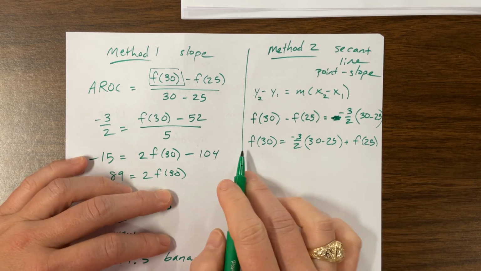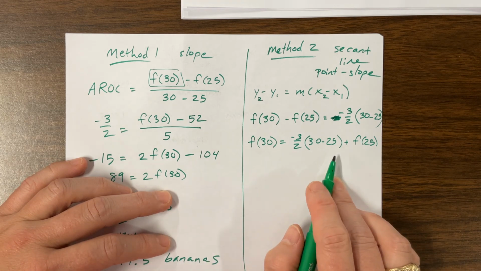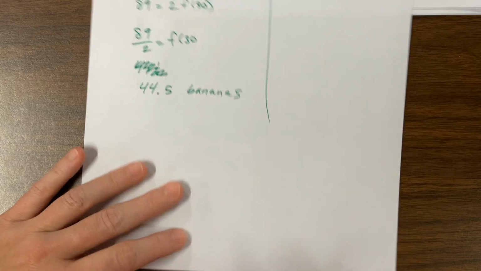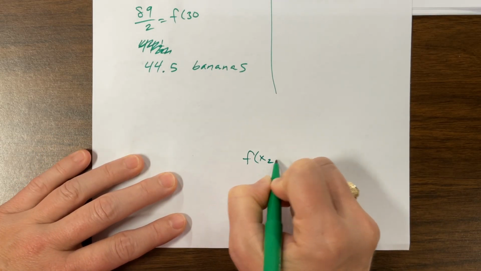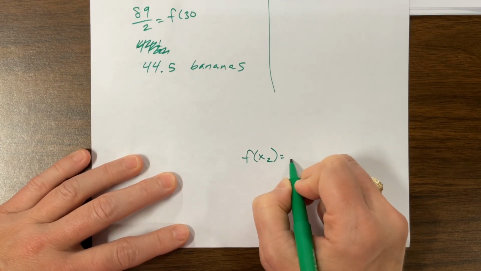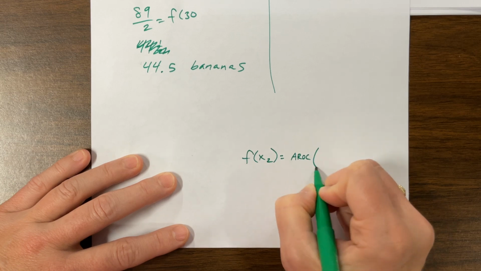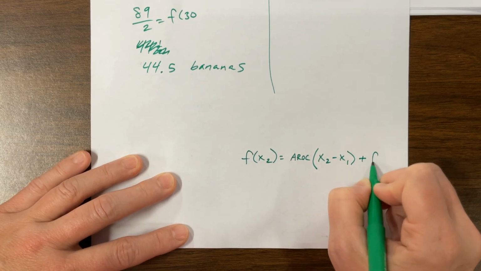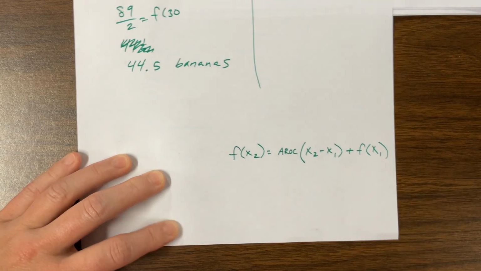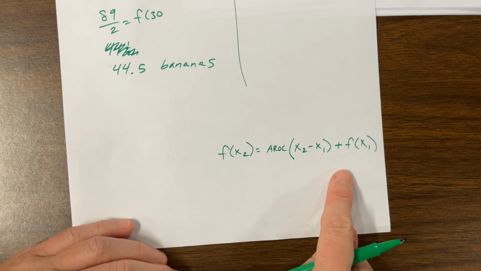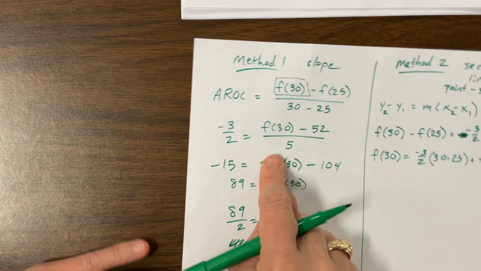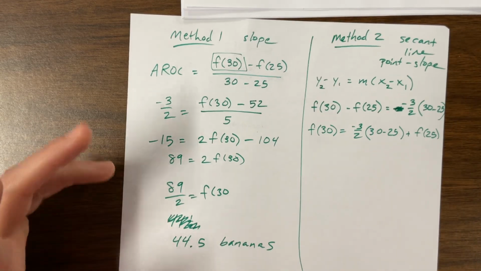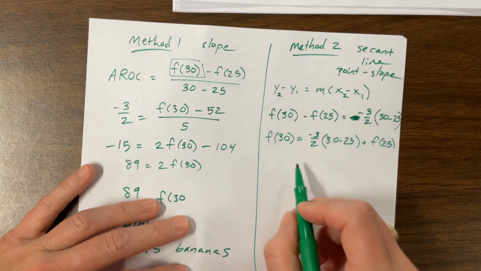I think that there were some equations where they would use this and plug things in. And so they might have written it this way. They might say f of x2 is equal to the average rate of change times x2 minus x1 plus f of x1. So I think I saw formulas similar to that. I'm not quite sure, but to be honest with you, this slope method makes more sense to me intuitively. So let's just do good math to a good answer and see what happens.